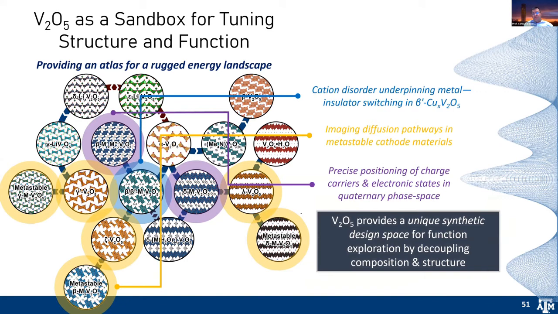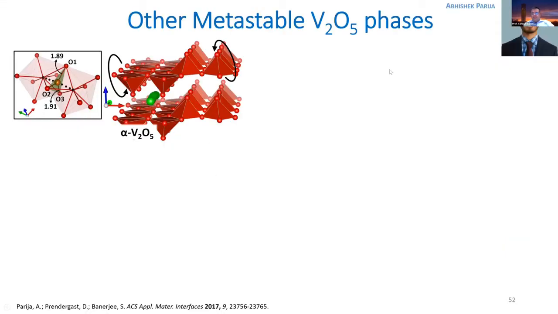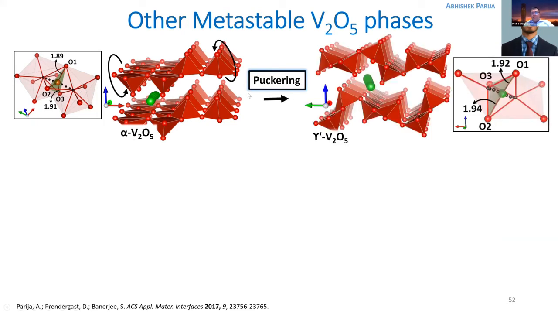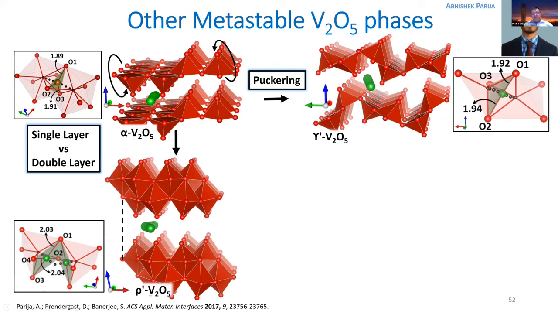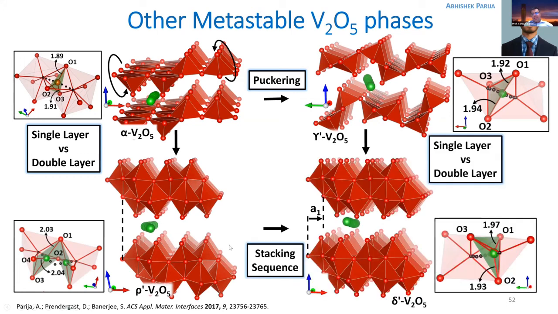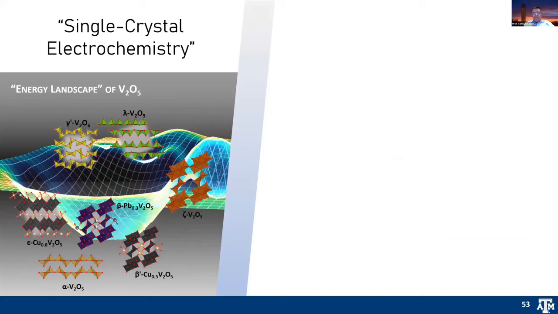And so that allows us to solve some of the problems of alpha V2O5 at a fundamental atomistic, electronic structure level. Another way to see this is a graphic by Abhishek. Alpha V2O5, if you could imagine puckering it, that's the relation with gamma prime V2O5. If you condense two alternate layers, that becomes this rho prime phase. If you then shift the stacking sequence, that becomes the delta prime phase. So we've got many different structures that are formally V2O5, but have very different geometries, very different bonding, very different atomic connectivity. So this is an energy landscape.